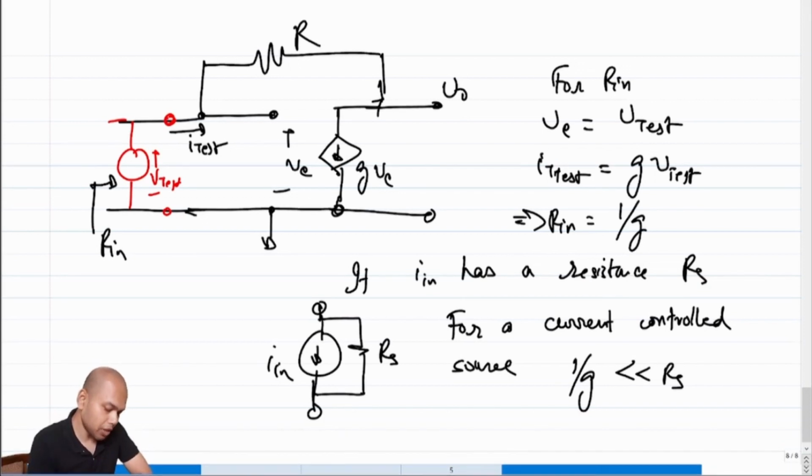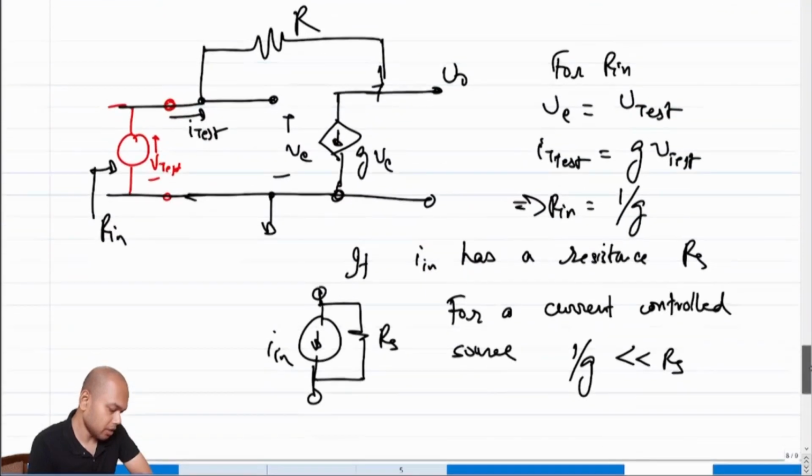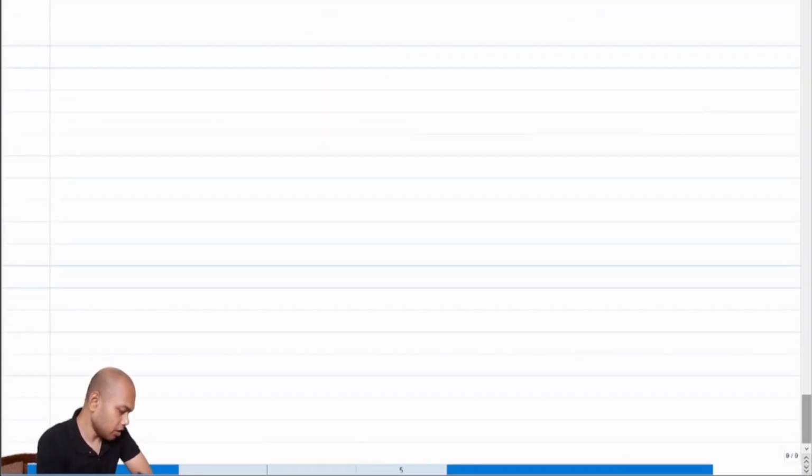So what about the output impedance? What will you do to find out the output impedance? Same old. So again, the source does not play a part because I in goes to 0. This is what we are left with.